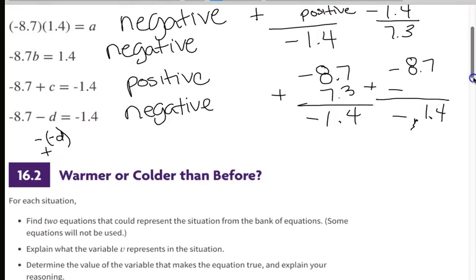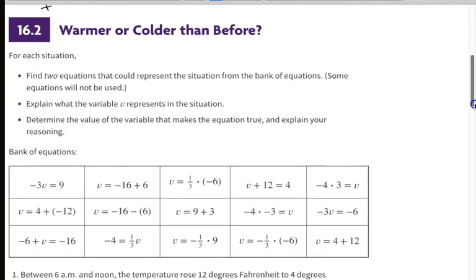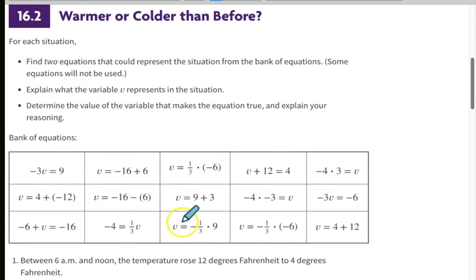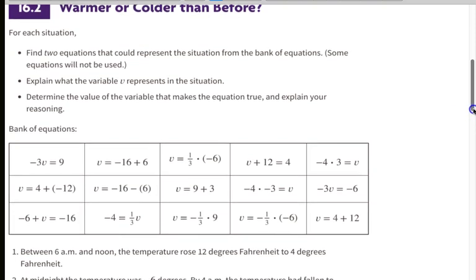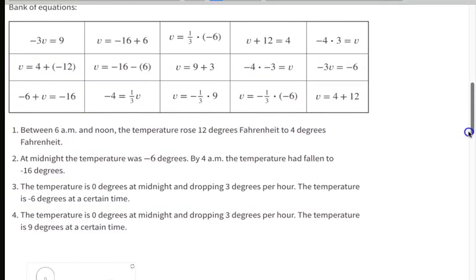Let's scroll down. For each situation, there are two equations that could represent it. So we're going to look at some word problems and figure out which ones would match up to the word problems. Explain what the V represents in each situation, and what would make the equation true. So let's look at the first one.